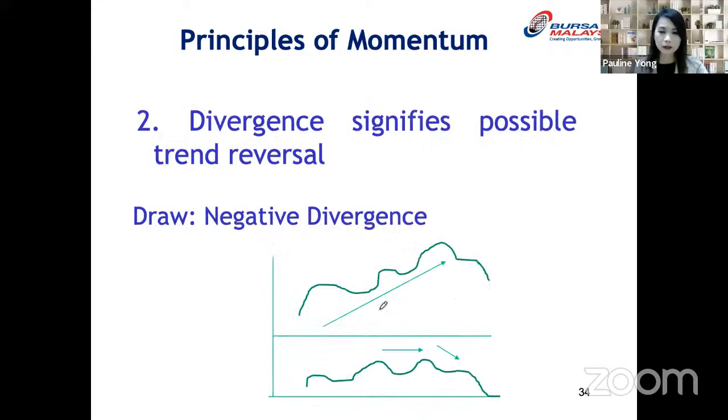Then this one is called a negative divergence, whereby the price is going higher and higher, but you see that this RSI here is trending down. So this is called a negative divergence, and we know that the price is going to fall. Of course, you must have the trend line break as well. Always remember, indicators are indicators. You have to use the indicators together with the trend line.